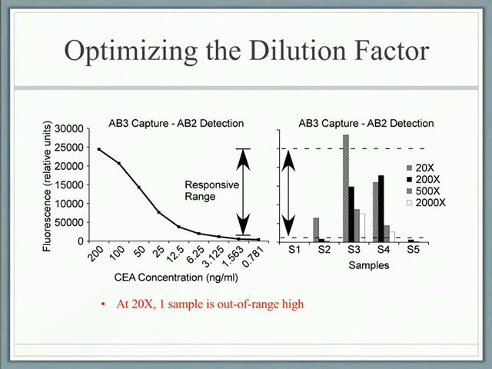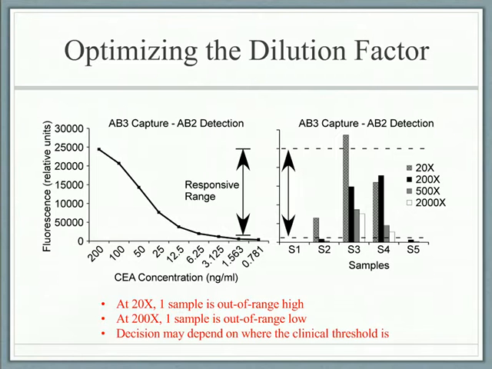So we're looking for a dilution that gives us the best response in the range that we want. So we see that at 20x, one sample is out of range high. At 200x, one sample is out of range low. That was the S2. So we really need to pick something depending on where we need to optimize. Do we need to optimize for best sensitivity, if we're not worried about the upper range, or do we need to optimize for a best ability to quantitate in the mid-range or the high range? So that decision may depend on where your threshold is.